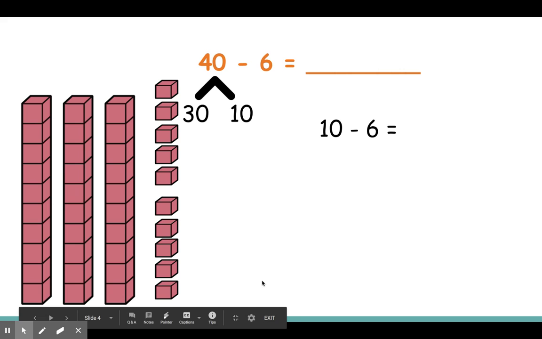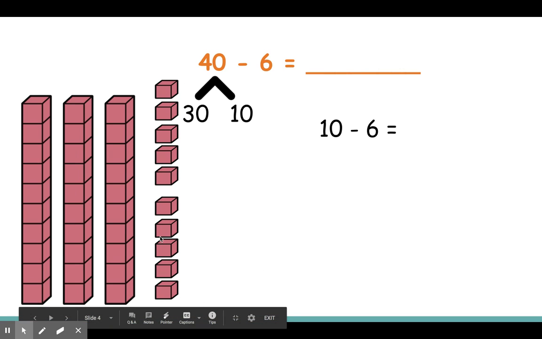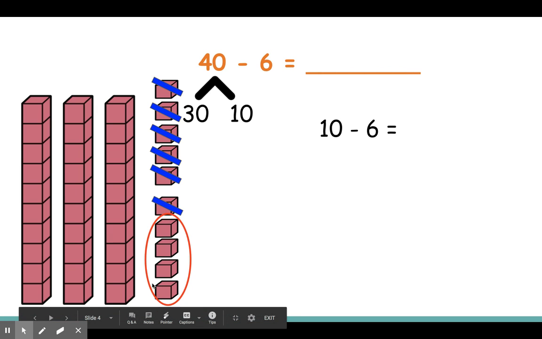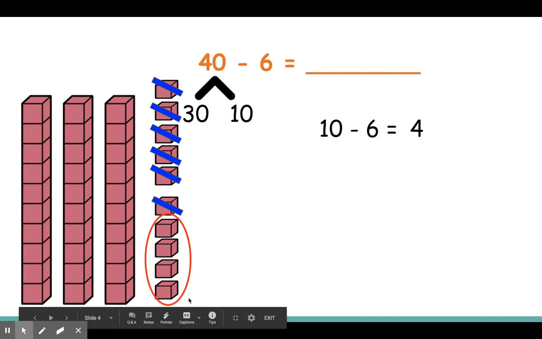Now, to make this easier to solve, we're going to start by subtracting from our group of 10 that we broke apart. 10 subtract 6. Let's start there. 1, 2, 3, 4, 5, 6. Okay, we crossed out our 10. We have subtracted 6. What do we have remaining? That's right. We have 4 down here at the bottom remaining. So we know that 10 subtract 6 equals 4.